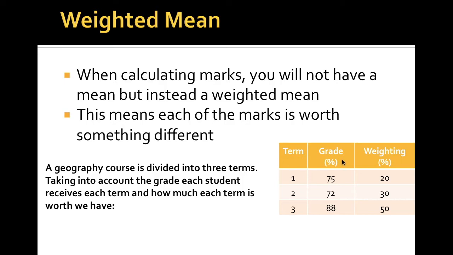So say, for example, you got 75 in term 1, but it's actually worth 20%. And you got a 72 in term 2, but it's only worth 30%. And in term 3, you got an 88%, and it's worth 50% of your whole term.